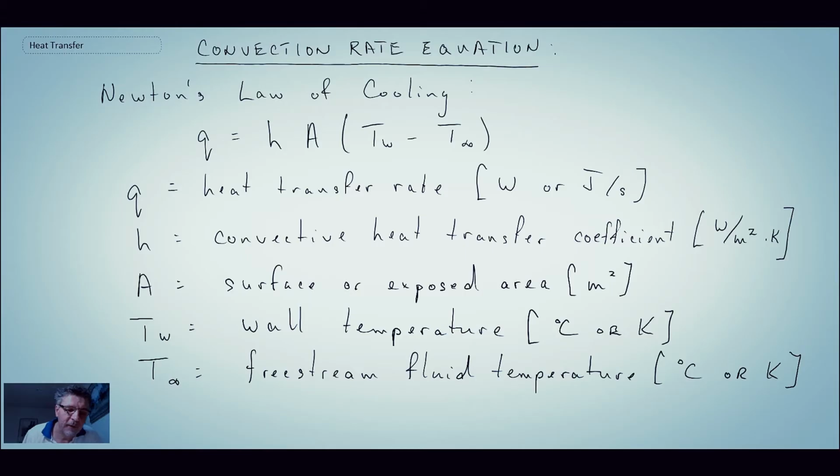So this is Newton's law of cooling. Q is our heat transfer rate. H is the convective heat transfer coefficient. A is going to be the surface area. And then T wall minus T infinity. So we'll be using this equation, and like I said, determining H is going to be the biggest battle that we have when we're dealing with convective heat transfer.